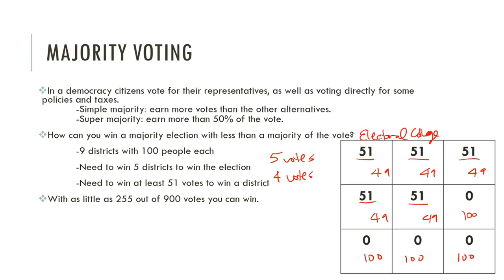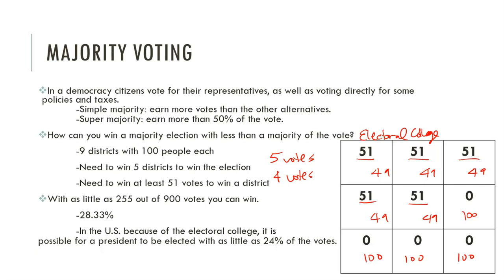Okay, so in this case, you can win the election with 255 out of 900 of the people voting for you. This is about 28.3%. In the US, because of the Electoral College, it is actually possible for a president to be elected with as little as 24% of the popular vote. So all of the individual people voting, you can have 24% of them vote for you, and you could still technically become president. Now, has this happened?